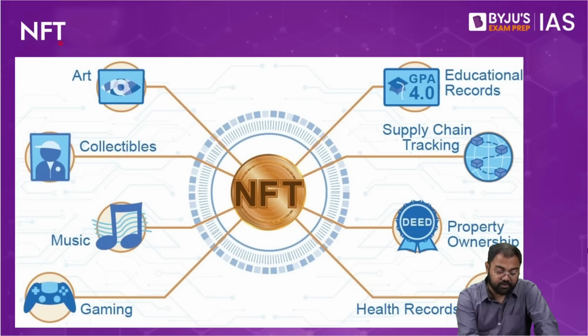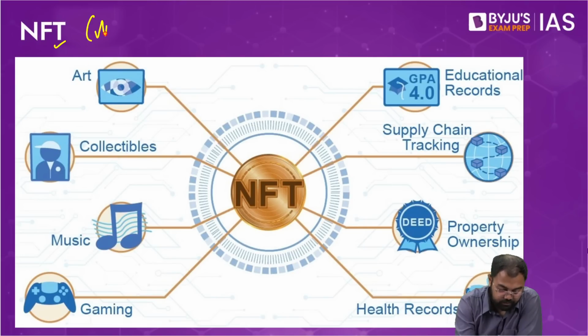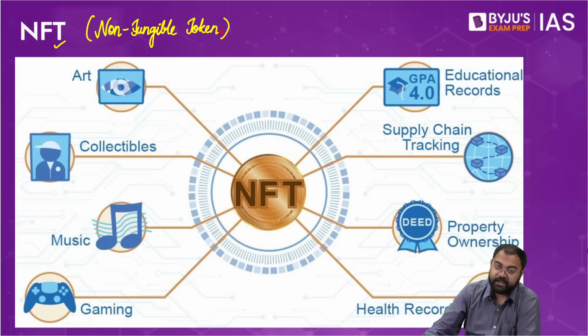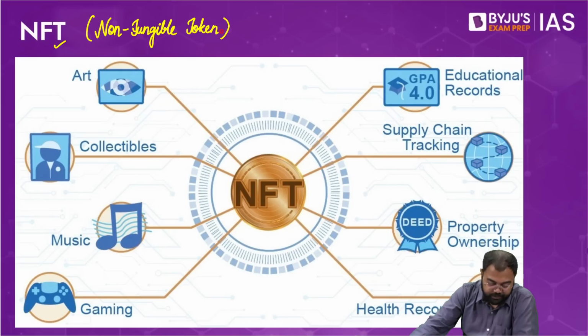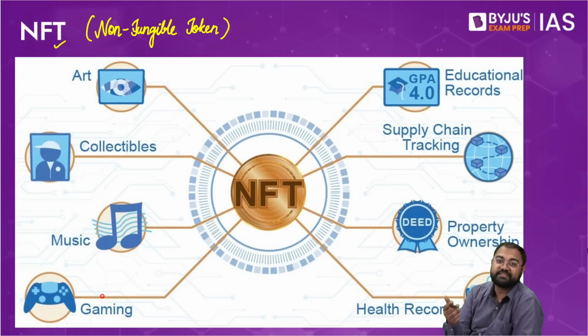Then there is something called NFT, or non-fungible tokens. A non-fungible token, or NFT, is a way in which you can get a copy of a digital asset. You can get a copy of the digital asset, and a specific copy.